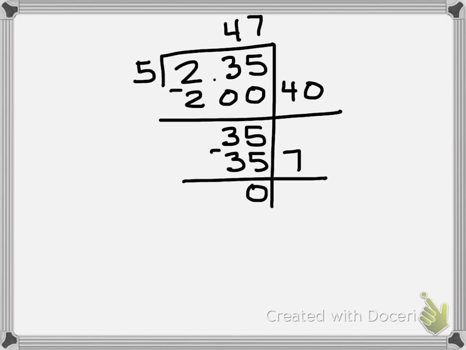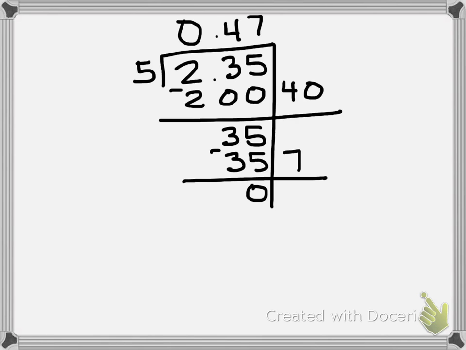And you're probably like, oh, what? 5 does not go into 2 and 35 hundredths 47 times. This is ridiculous. But remember at the beginning we said let's move this decimal over 2 places? Well, the time has come. Let's move it back 2 places, which means that our answer would be 47 hundredths, which makes perfect sense.